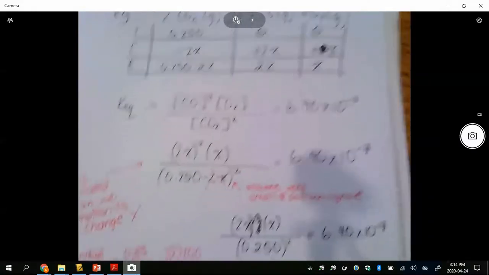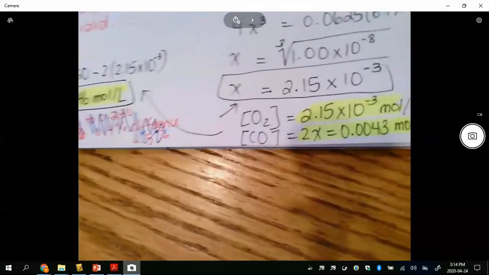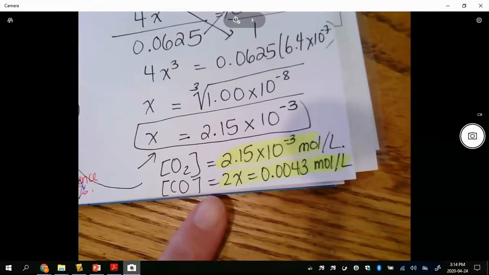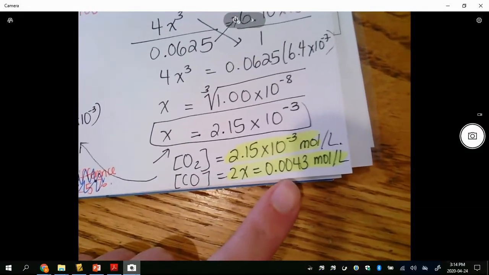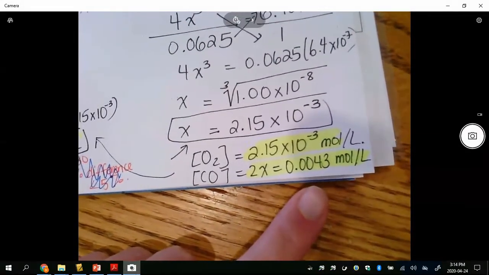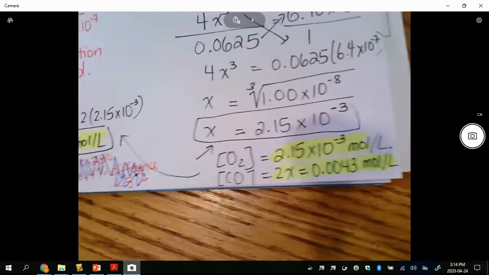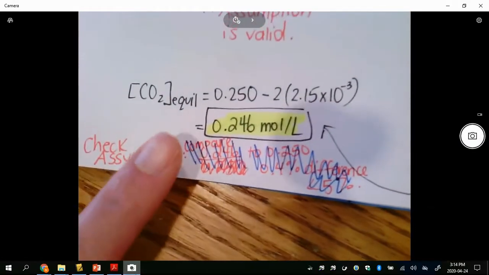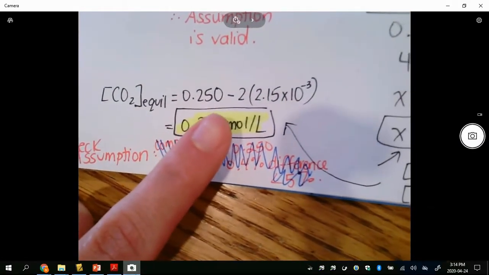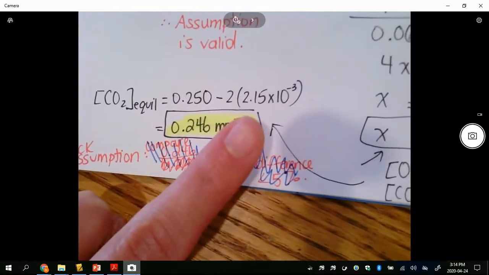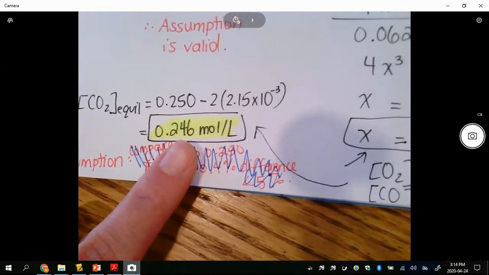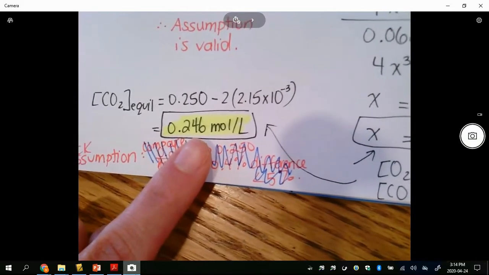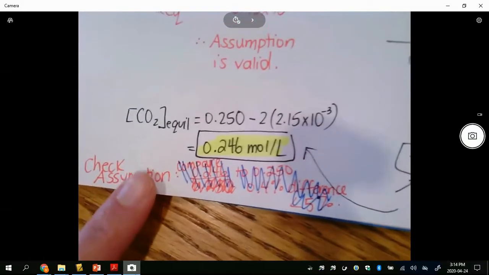Okay, so I'm going to do that down here. So CO is 2x, so 2 times the value of x, which is 0.0043 moles per liter. Okay, and CO2 at equilibrium is 0.250 minus 2 times 2.15 times 10 to the negative 3, and you get 0.246 moles per liter. Okay, so now we're going to check our assumptions.